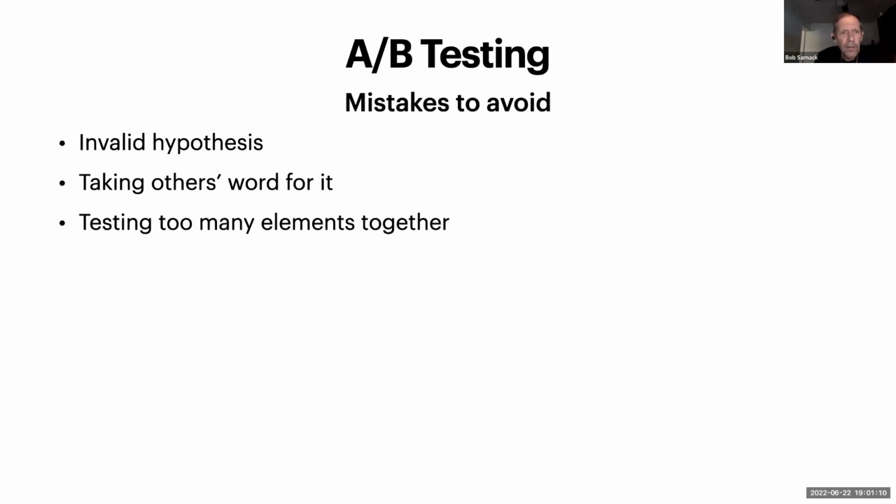Testing too many elements together. It makes it difficult to pinpoint which element influenced the test's success or failure. The more elements tested, the more traffic is needed on the page to justify statistical significance. Thus, prioritizing of the tests is indispensable for successful A/B testing.